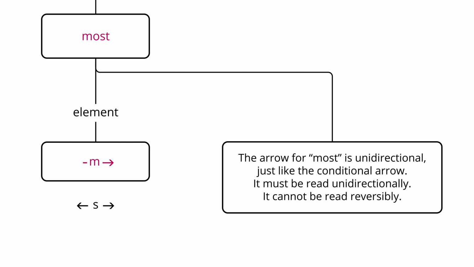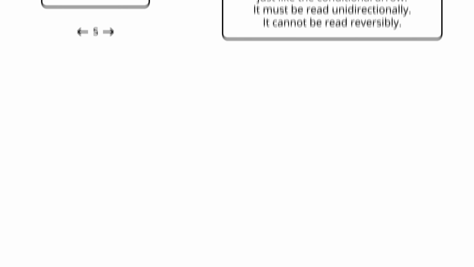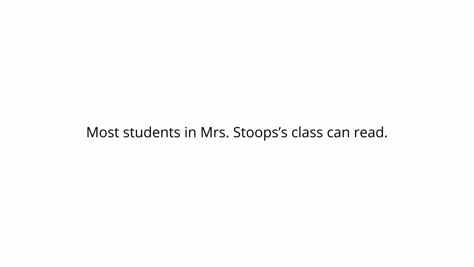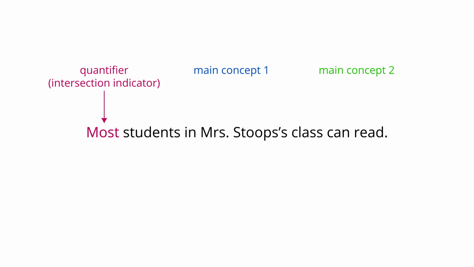So let's practice translating a most claim from English into logic. Again, it's going to be this claim here: most students in Mrs. Stoops' class can read. First step, identify that this is a claim in English that is amenable to translation into logic. And to do that, we identify the indicator or quantifier, right? The word most. Next step, we identify the two main concepts or sets, right? Typically, when we're dealing with quantifiers, unlike conditional logic, sets is usually what we're dealing with, right? So here, one set is the set of students in Mrs. Stoops' class. The other set is the set of students or people who can read.